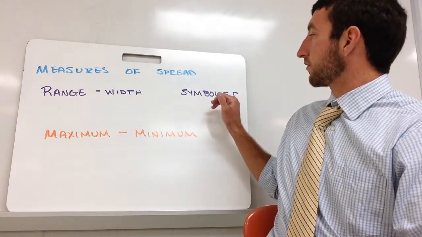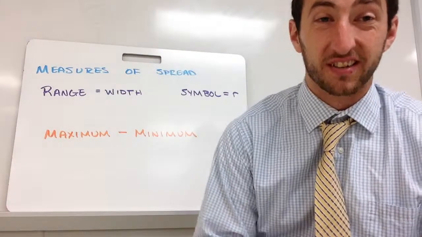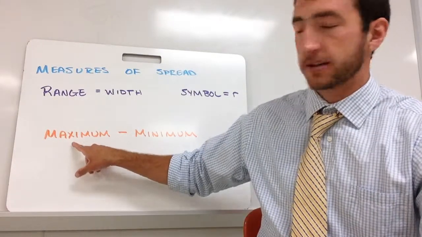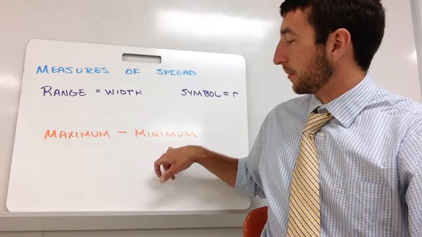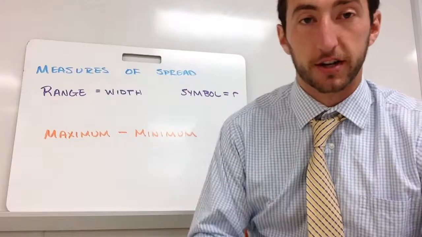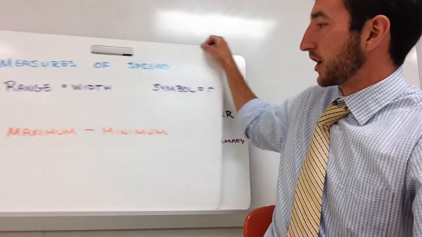We're going to symbolize it with R. And it's one of the easiest calculations to make. It's going to take your maximum number, whatever the biggest one in your data set is, minus your minimum number, which is the lowest number in your data set. Once you got those, that's your range. So it's just subtracting.